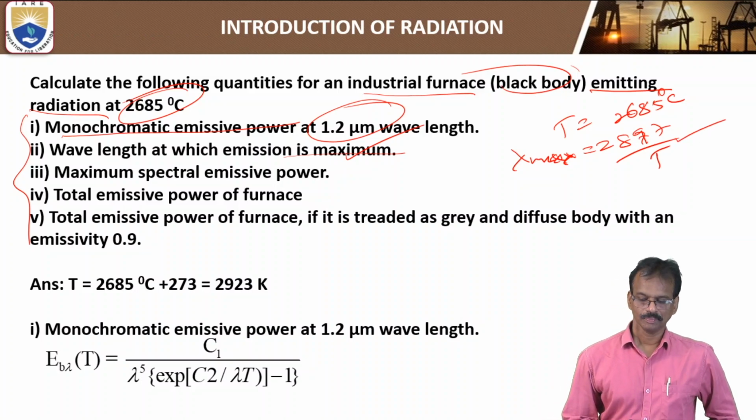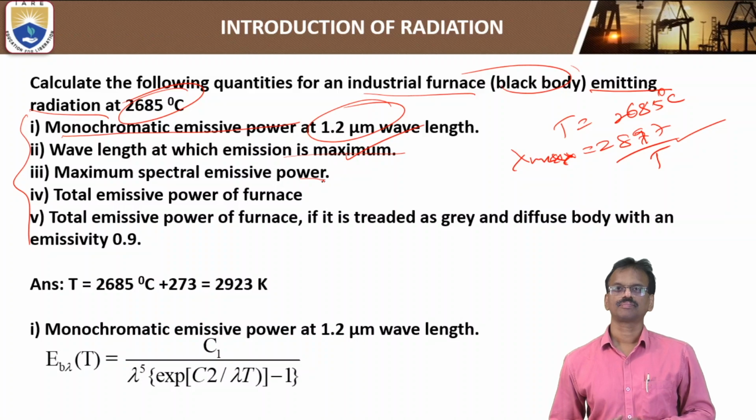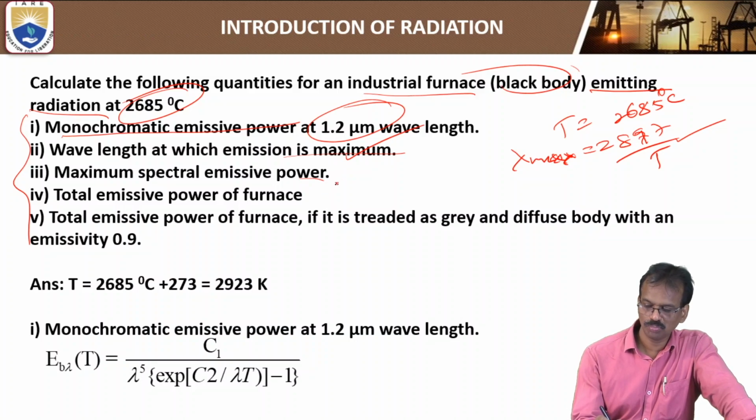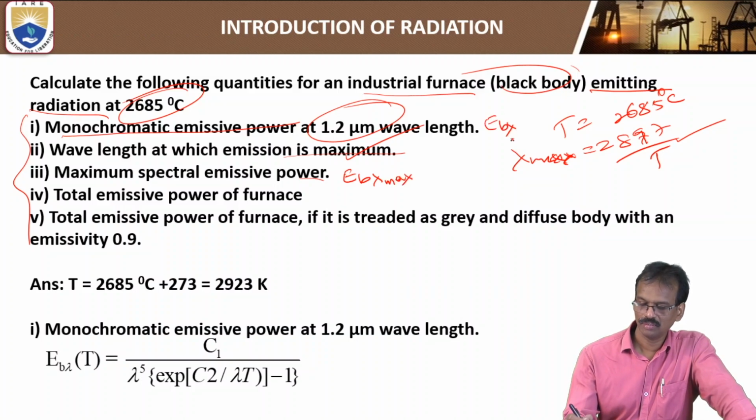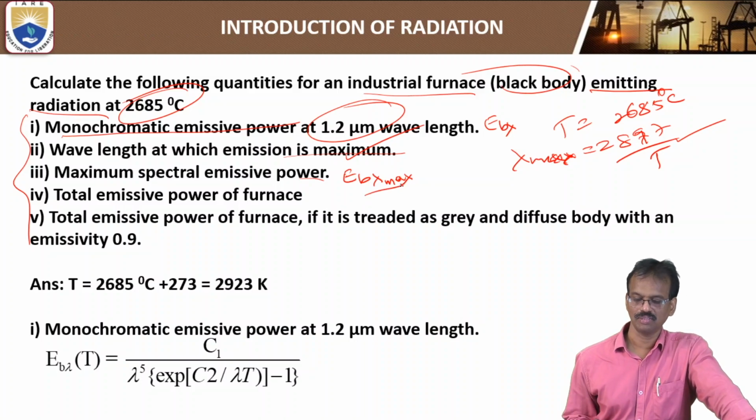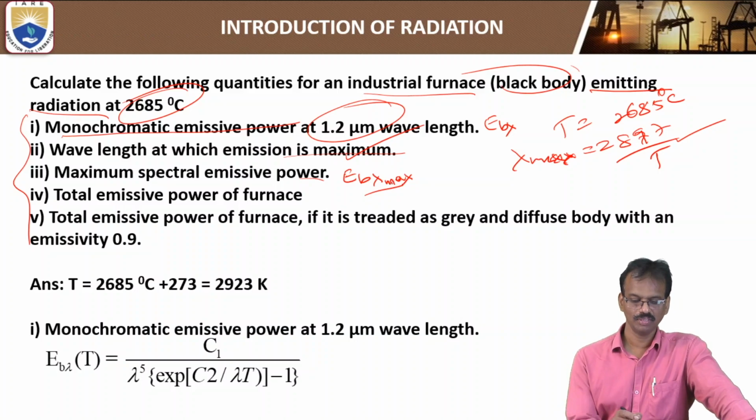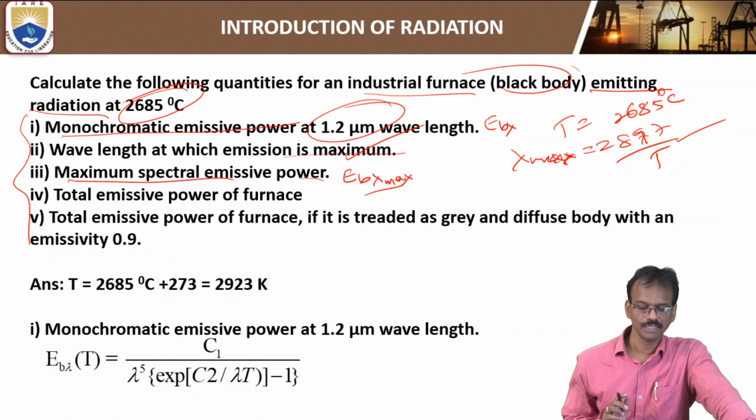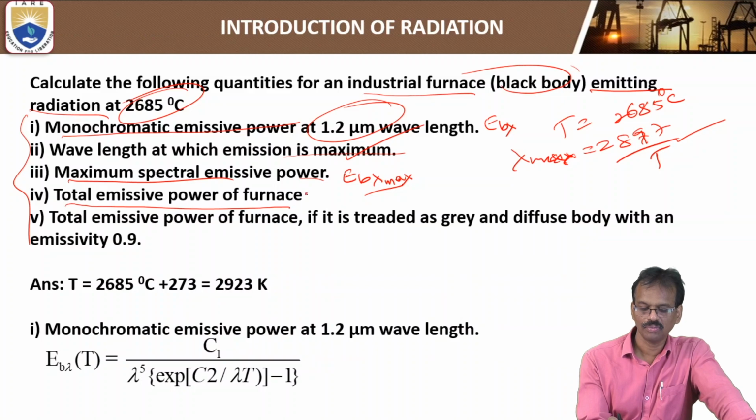Okay, so that is the second point. Third point, maximum spectral emissive power. By Wien's law, you can find the maximum spectral emissive power, represented by E_b lambda max. This one is E_b lambda at a particular wavelength, the monochromatic emissive power. This is E_b lambda max, the maximum monochromatic emissive power, or maximum spectral emissive power. Monochromatic and spectral are both the same, don't confuse that one. Next one is the total emissive power of the furnace.